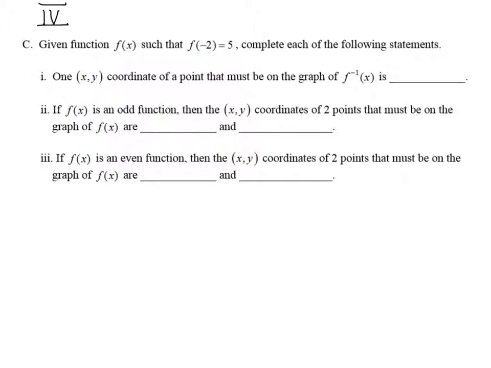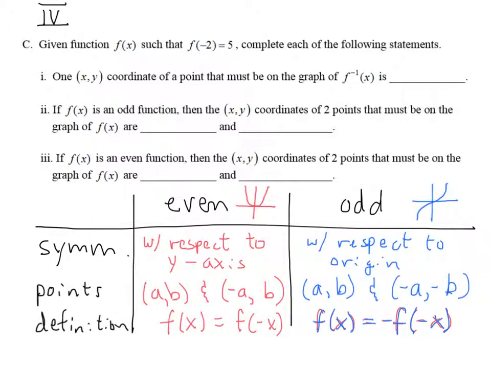Given what we just talked about on the previous slide, I'm not even going to say anything about part 1 here of part C in Roman numeral 4. You should be able to answer that question. Of course, I've given you information about F right here. As far as items 2 and 3 are concerned, we need to make sure we understand what the difference is between an odd function and an even function.